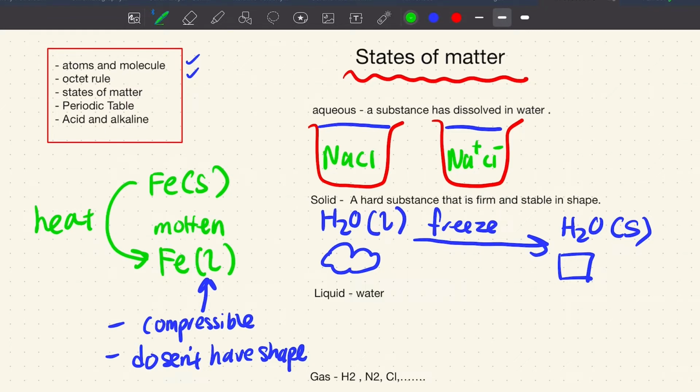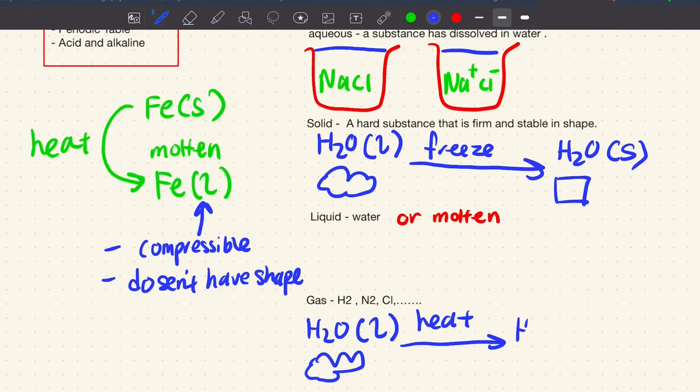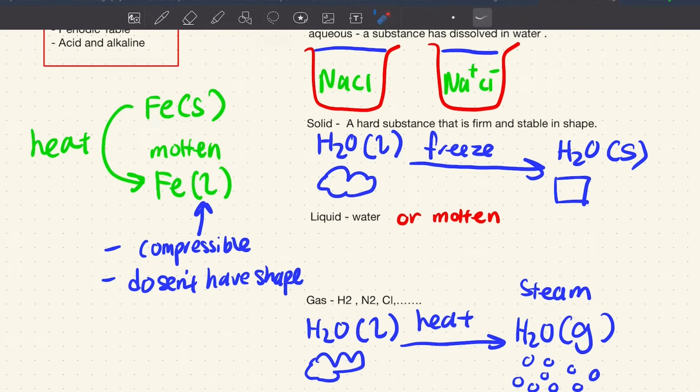For liquid, it is basically water or molten. For gas, we have H2O in liquid, then we heat it to the boiling point of water, H2O. So it becomes gas state, right? It becomes vapor or steam. Apart from that, gas is also hydrogen gas, nitrogen gas, chlorine gas, argon gas, helium gas, and more.